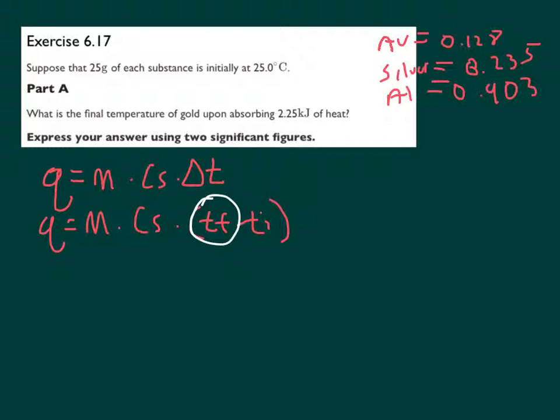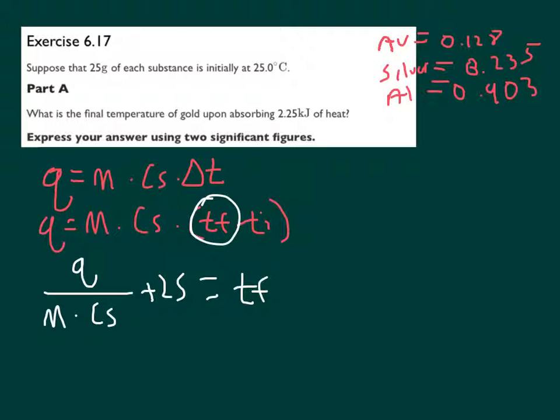All right, so let's just do the algebra. We want to solve for the final temperature, so I'm just going to get everything to one side. I'm going to get Q divided by mass times specific heat, plus 25 equals TF. Does this look right? Yep, we got mass and specific heat on one side, then we added the T initial onto the other side. So TF equals Q divided by M times Cs, plus T initial.